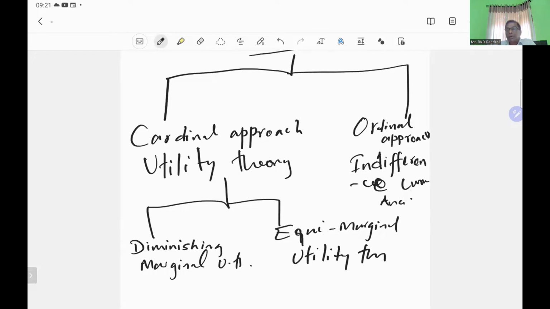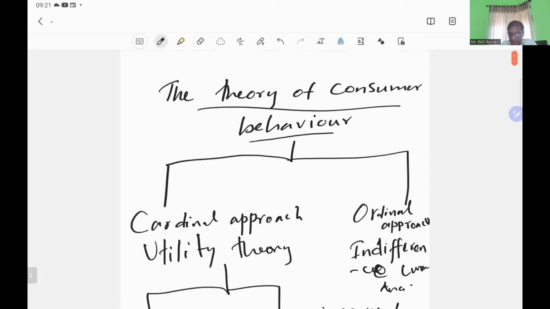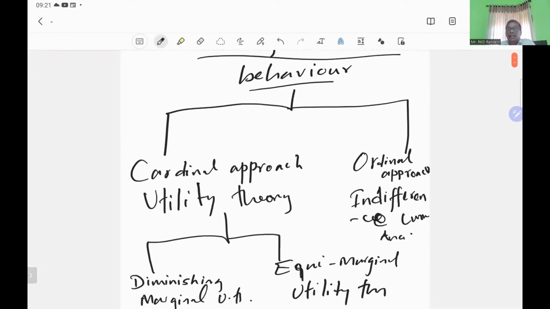Today we hope to cover this in this session. In your final exam also, definitely there is one question. You can go to the past papers already uploaded. We hope to consider the past papers related to this title. Then you can realize how we are going to test your knowledge. First we will discuss the cardinal approach.